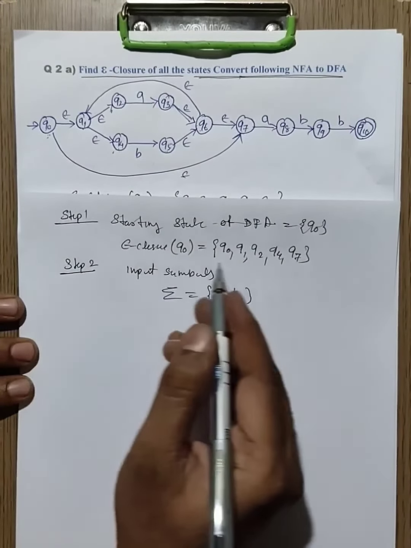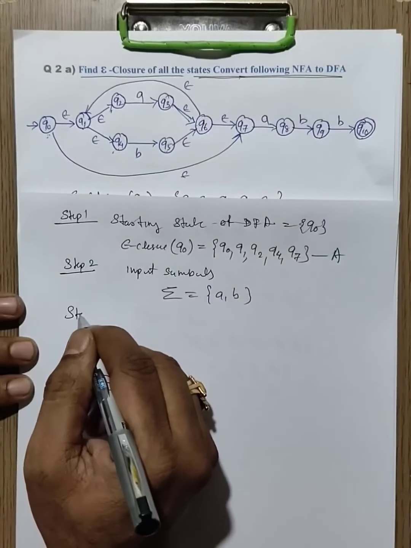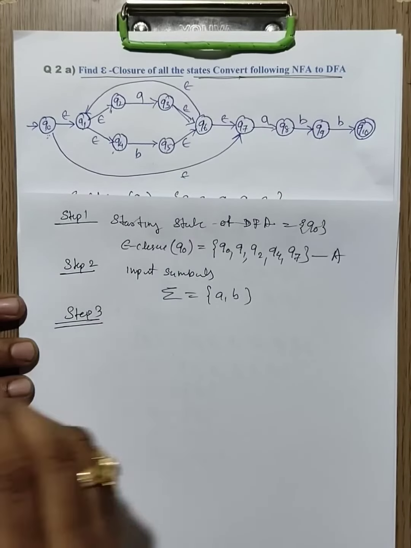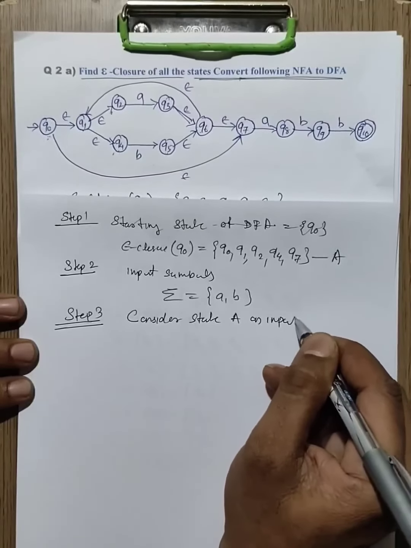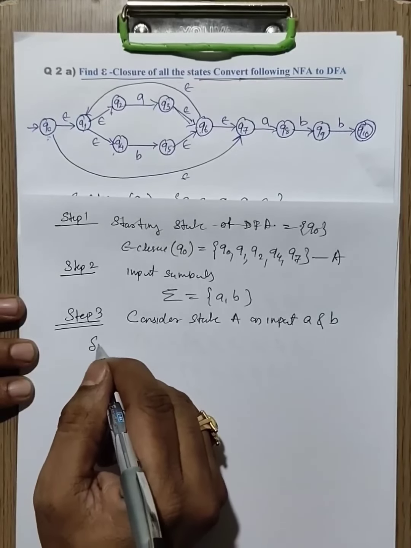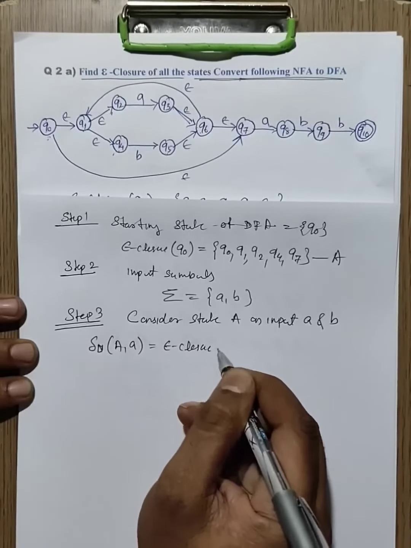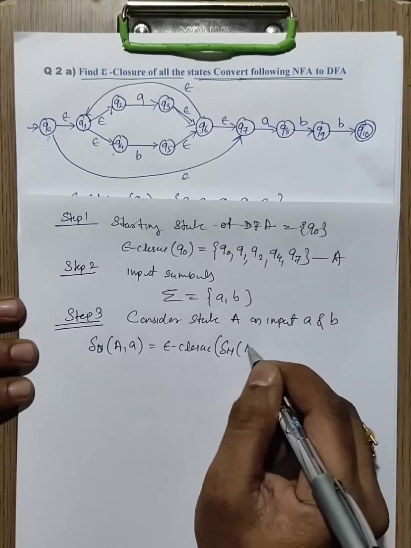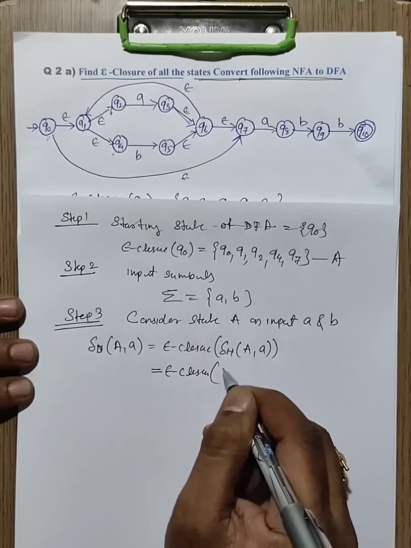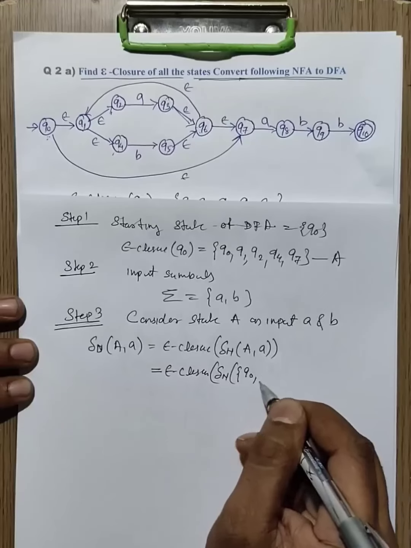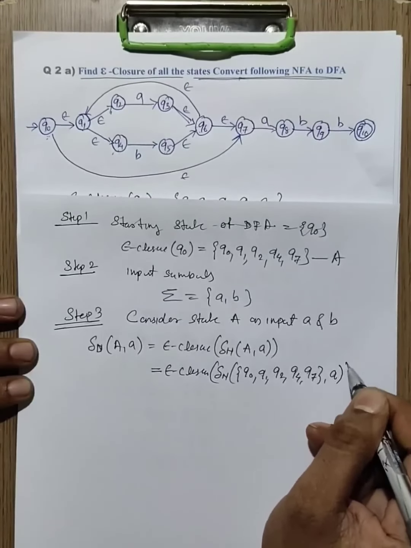Next, consider state A on input symbols A and B. Check all its states on input symbols A and B. Delta of A on input symbol A: you can write the value of A, Q0, Q1, Q2, Q4, Q7, on input symbol A.